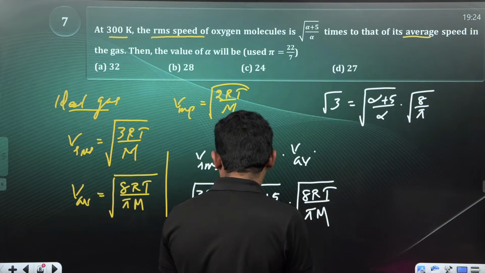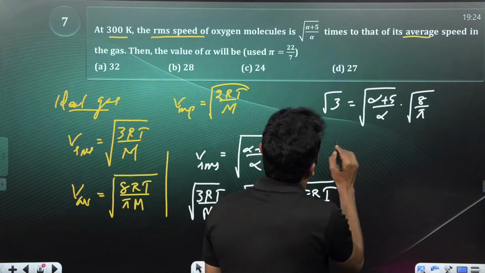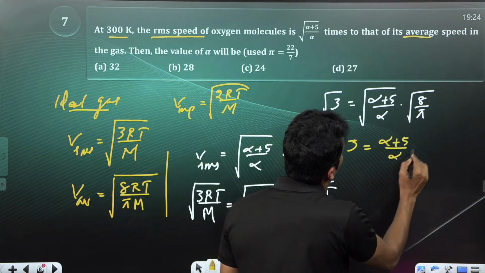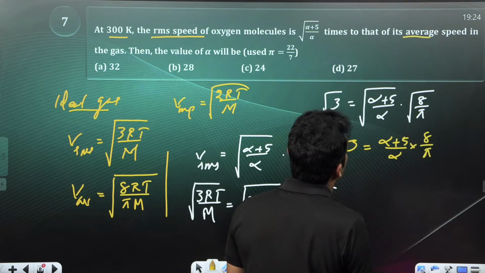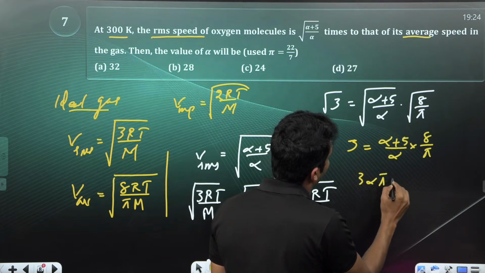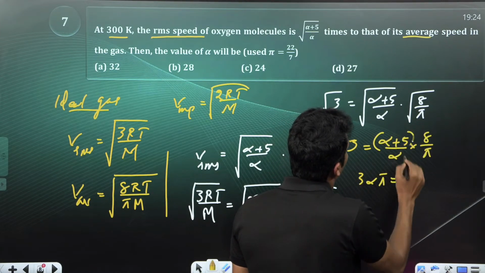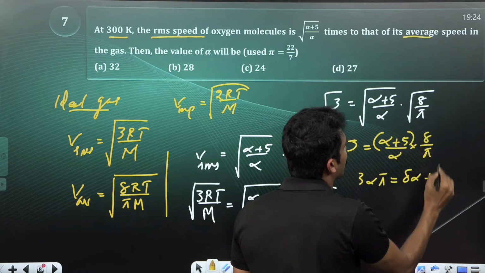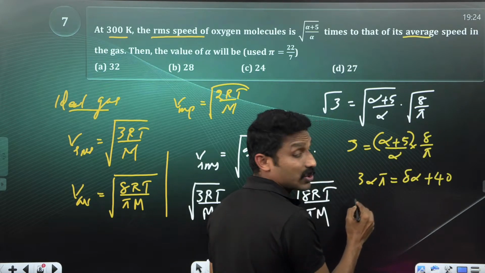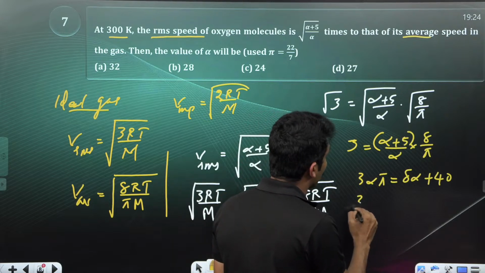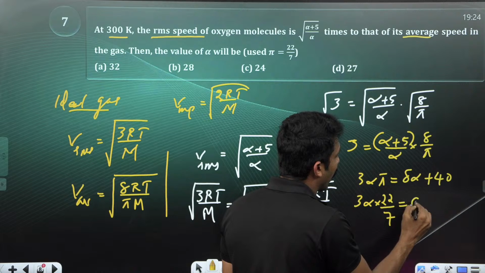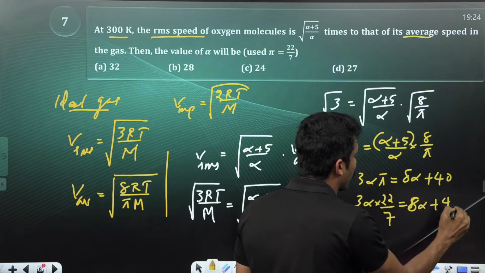Squaring both sides we get 3 is equal to (alpha plus 5) divided by alpha into 8 by pi. Now this is 3 alpha pi is equal to 8 alpha plus 8 into 5, that is 40. Now we can place pi as 22 by 7. So 3 alpha into 22 by 7 is equal to 8 alpha plus 40.